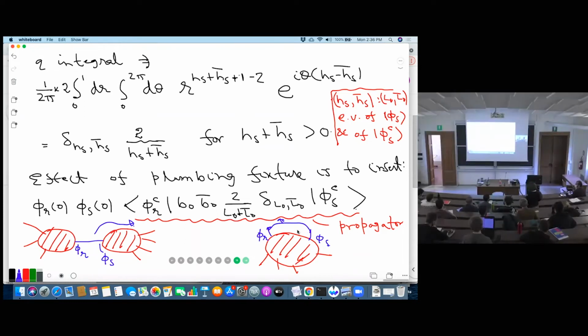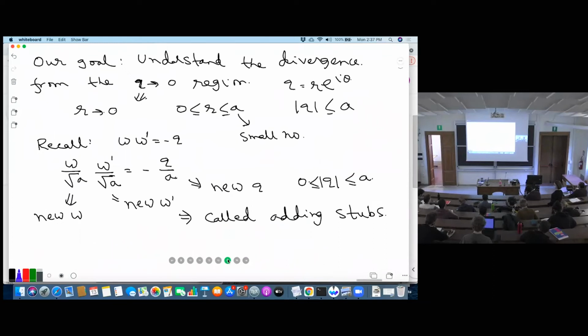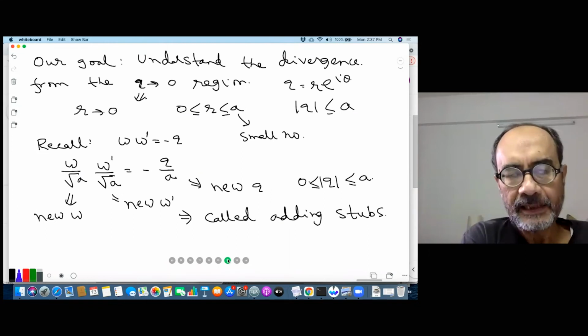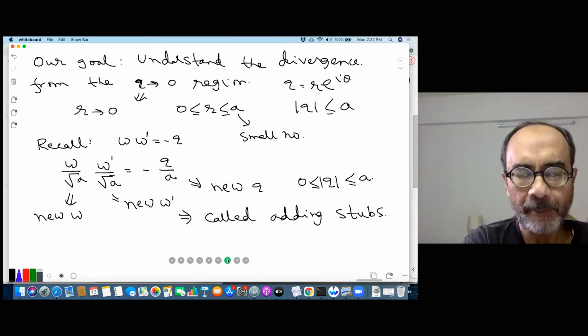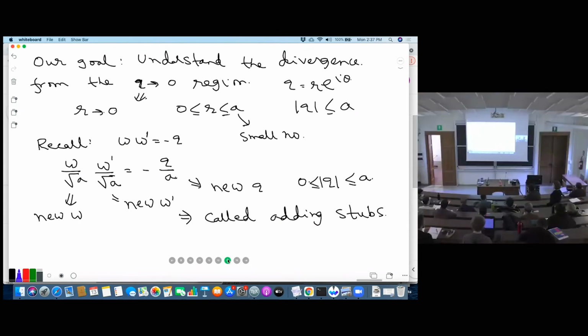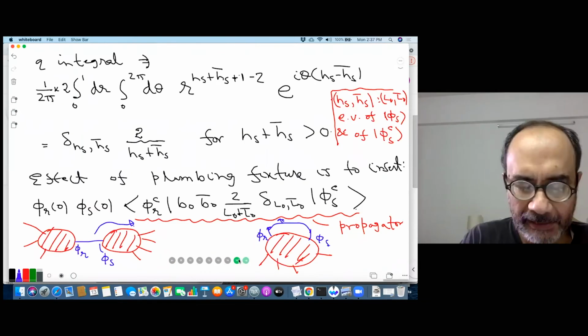I have a question. Yes. Sorry, I just wanted to ask if the new Q you evoked when you wanted to understand the origin of the divergence is connected to the regularization of the Schwinger parametrization you do in string field theory when computing. Indeed, it is. Exactly. So this is the Schwinger parameter of string field theory. Okay. Thank you.